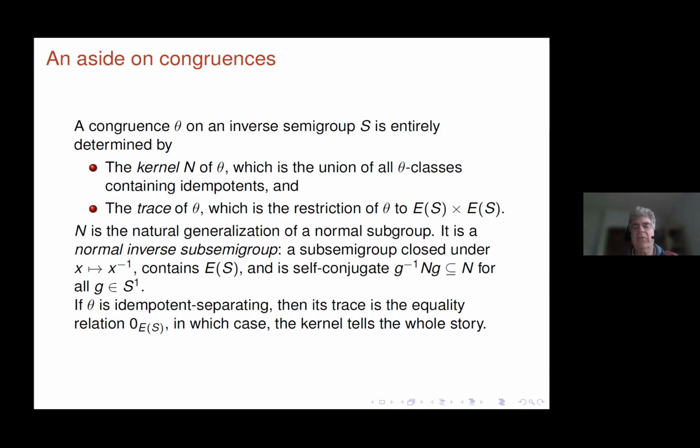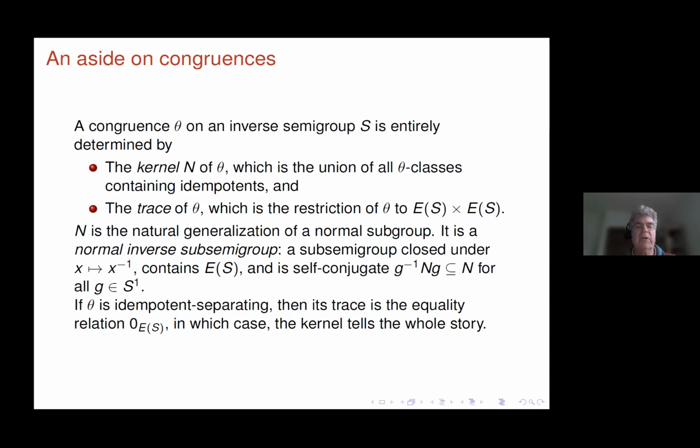The kernel consists of the union of all the congruence classes which contain idempotents. And then there is the other piece of the puzzle, which is the so-called trace of the congruence. That's the restriction of the congruence to the idempotents. And the congruence is entirely determined by these two pieces of data. They satisfy some compatibility conditions, and it's possible to completely reconstruct a congruence given this data.